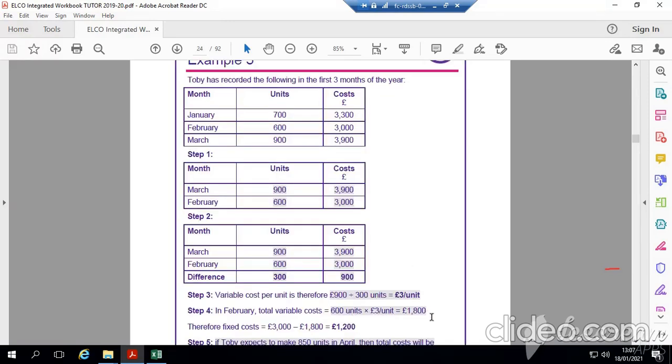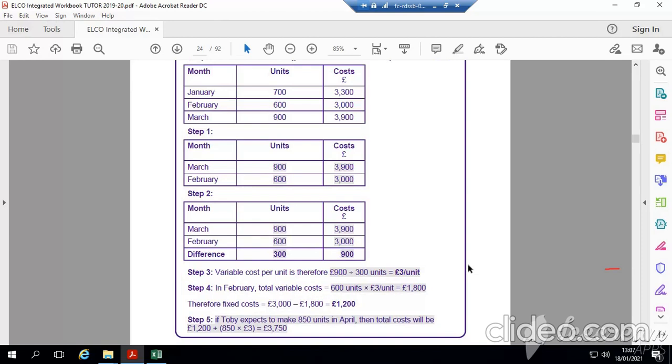equal to 1800. Okay, therefore the fixed cost is 3000 minus 1800, which is 1200. Okay, 1200. This is really important. This question is really important. You need to practice and practice this question, because you will have a similar question in the exam, and it is worth 8 marks.